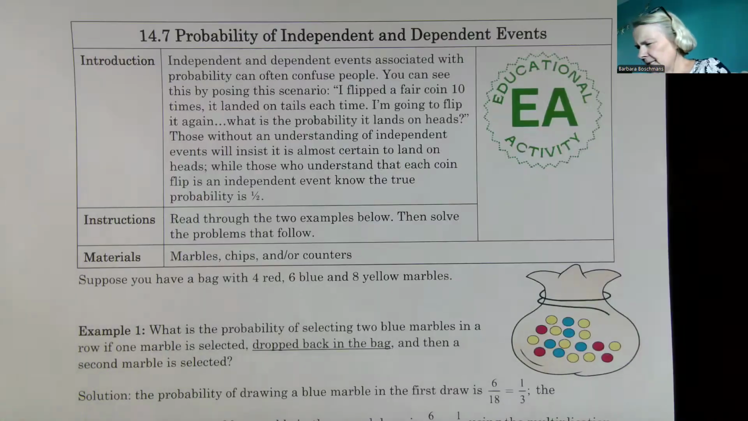Activity 14.7 is the probability of independent and dependent events. So we're just going to talk about theoretical probability from here on out, and we're going to look at the difference between independent and dependent events.